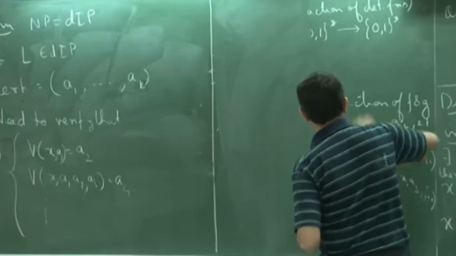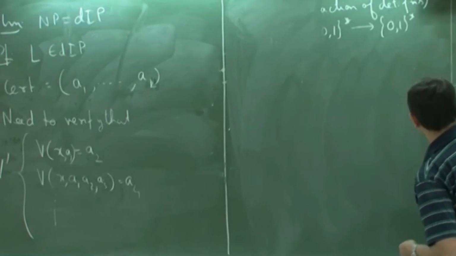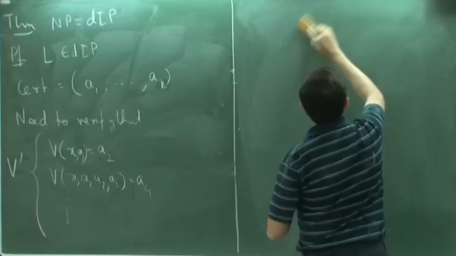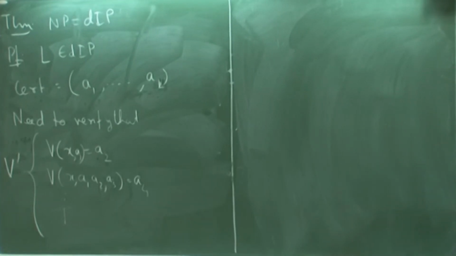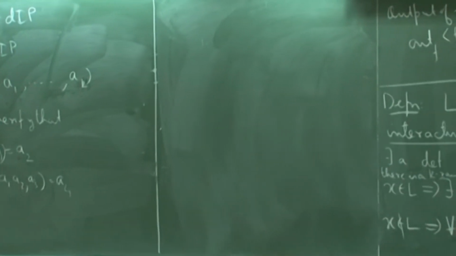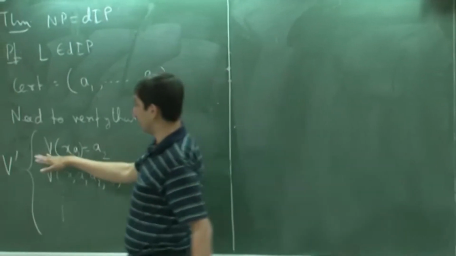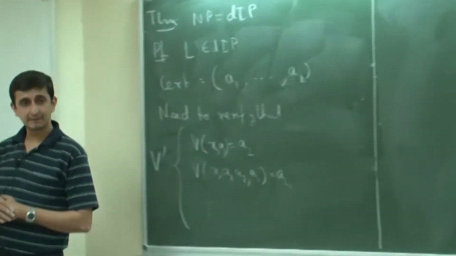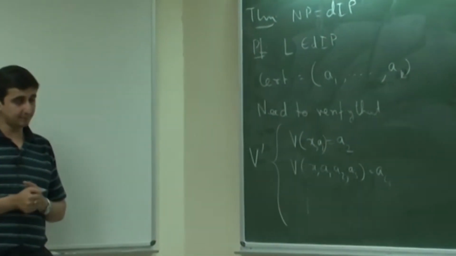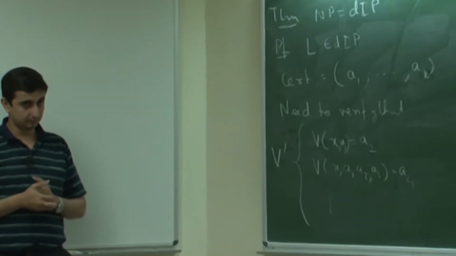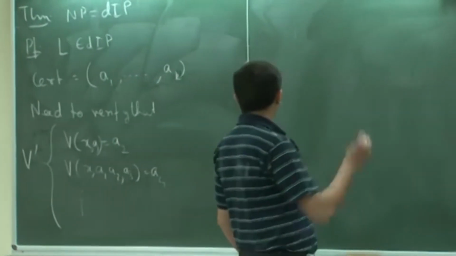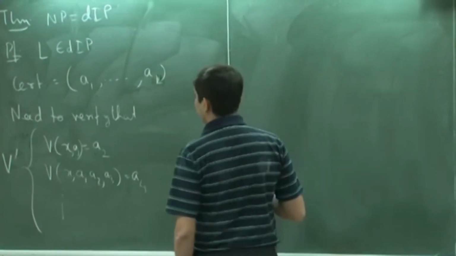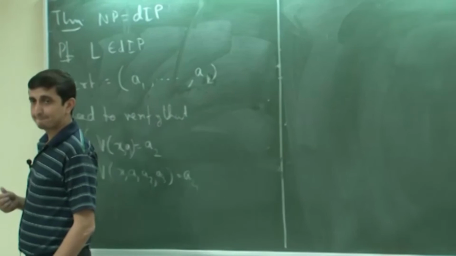Now what if string x is in the language? What is the guarantee that that verification is correct in polynomial time? Because V is a polynomial time machine, no? V is a polynomial time machine. So, tell me now. If x belongs to L, then all of these verifications will be good.